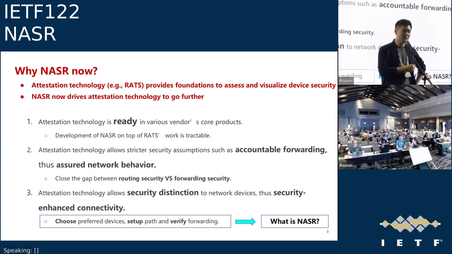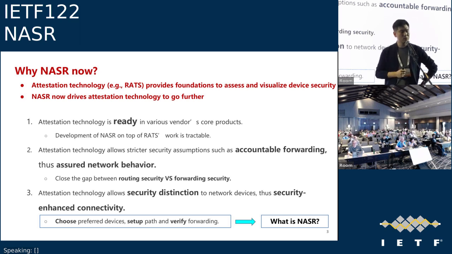So I think that was the gap that we want to fill. And this page actually answers the question of why we want to do it now, why we think now is a good time, and why IETF is a good venue. Here I want to emphasize that we build heavily on attestation. We use attestation building blocks, we use attestation outputs, and we add something new to fulfill our goals. Ultimately, I think NASR will facilitate deployment of RATs, remote attestation technology, in order to make the network more secure and more verifiable. Point number one is that remote attestation is actually ready in various vendors' core products. So it's ready, and if we do some additional extensions, then developing on top of RATs would be feasible and tractable.